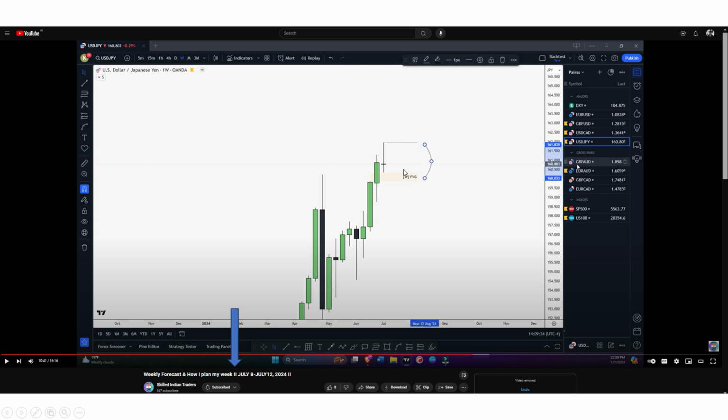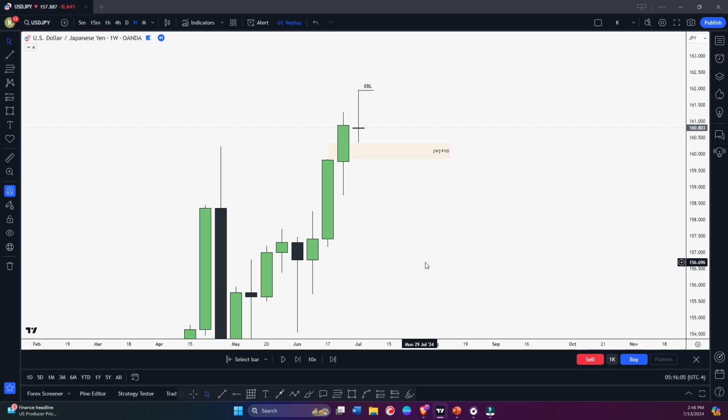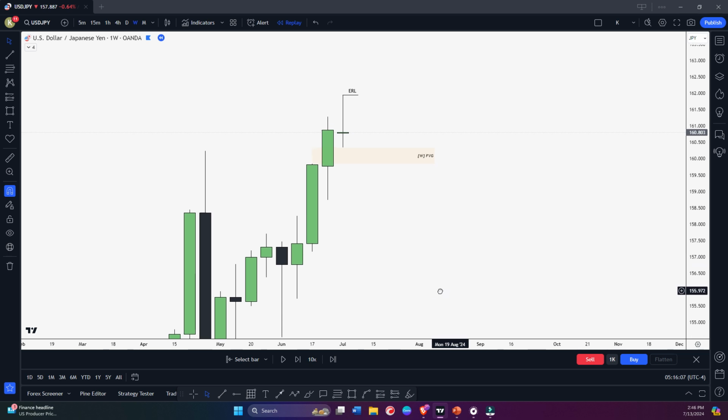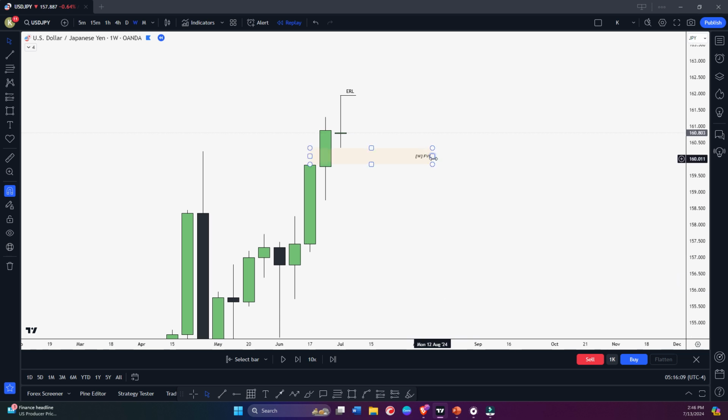So let's come to TradingView and let's do a trade breakdown. So now we are in TradingView. Okay, you can see we have this weekly bullish fair value gap, and we have this previous week high as an external range liquidity.